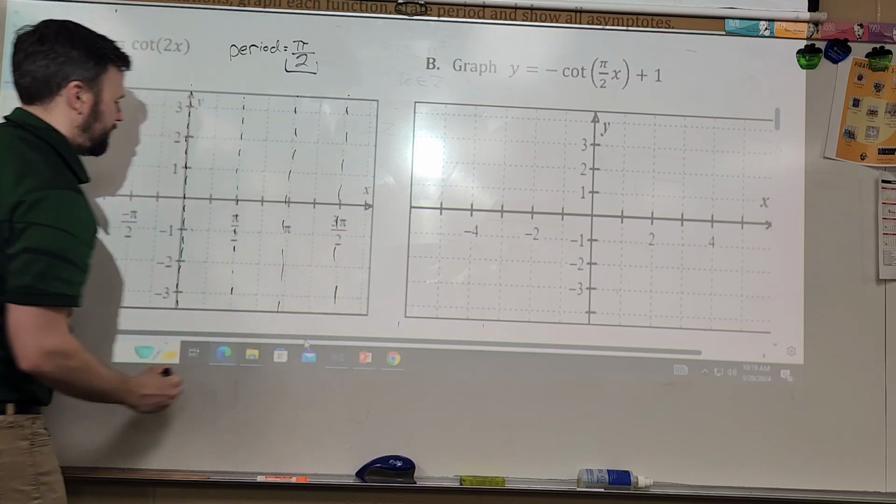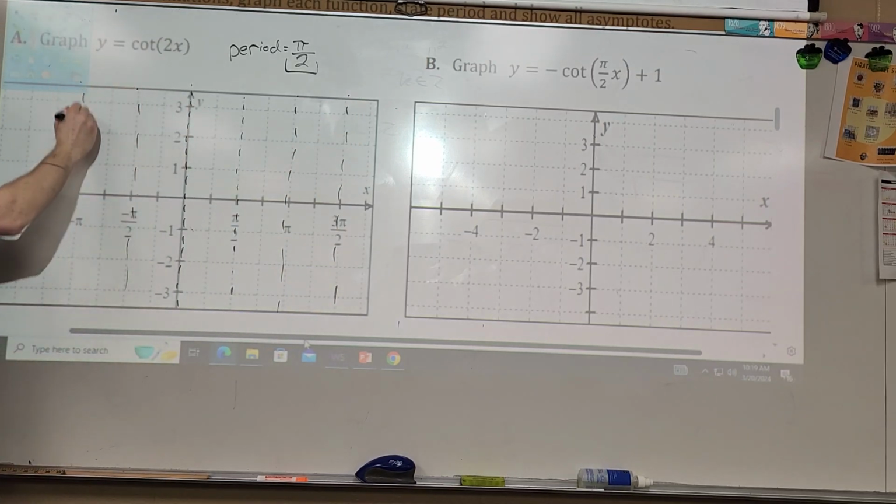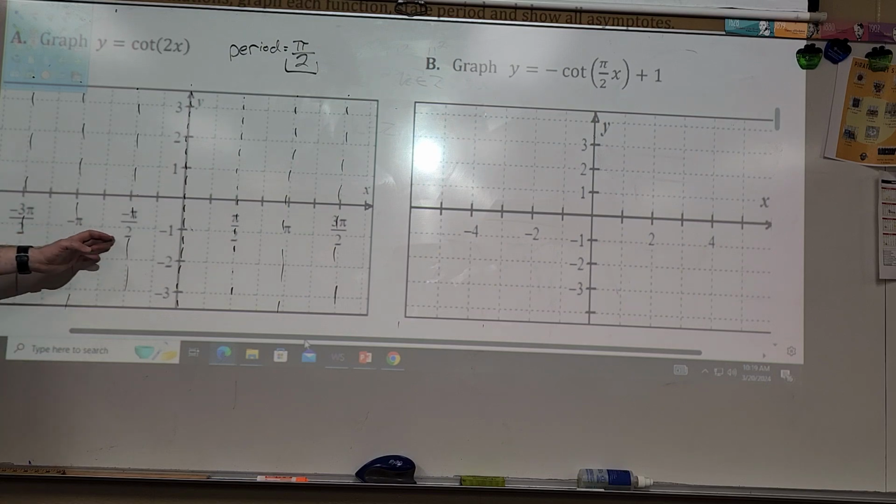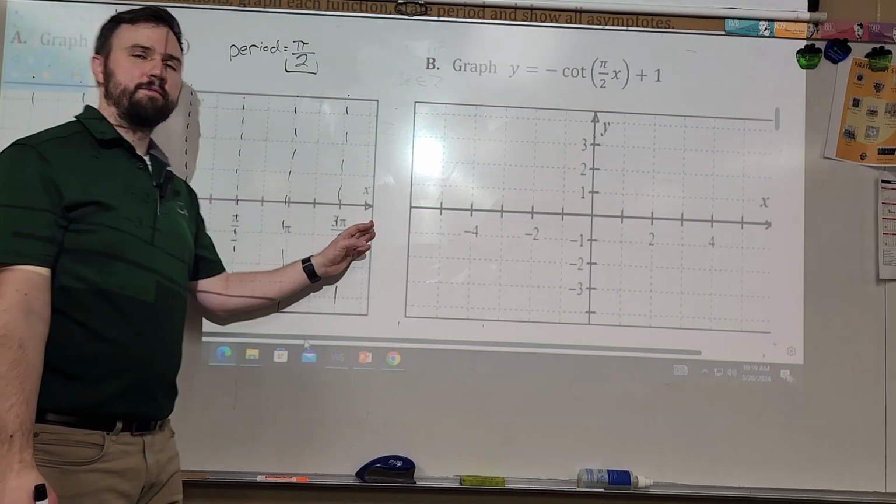Jiminy Crickets. This is too much. I'll be honest, graphing, I found on the whiteboard, is way easier than graphing using like a Mobi and stuff. It's way easier. Any questions how I got these asymptotes?